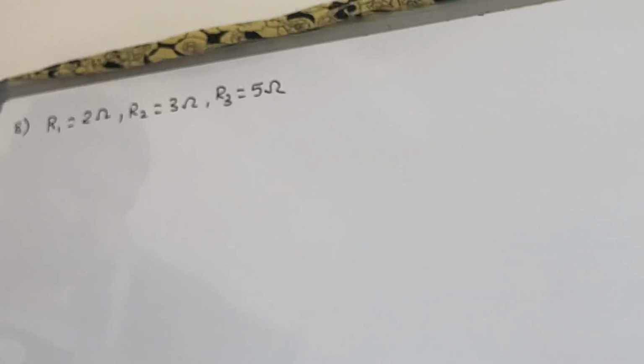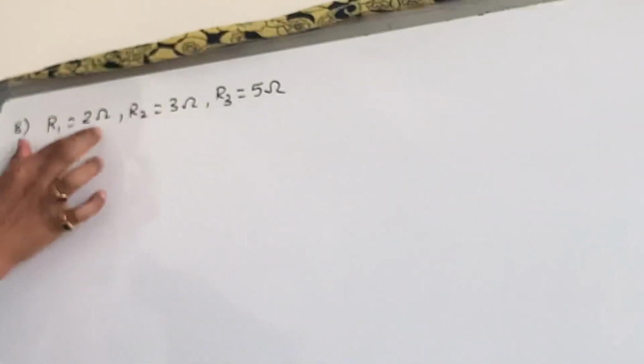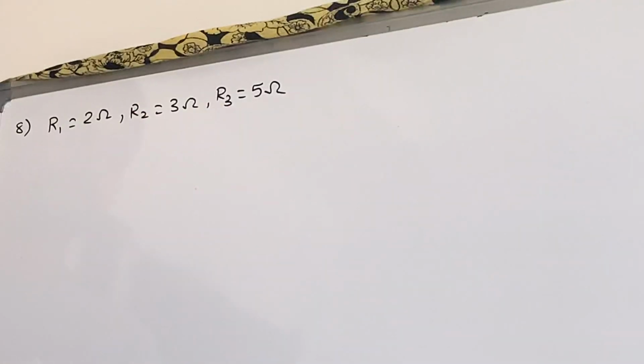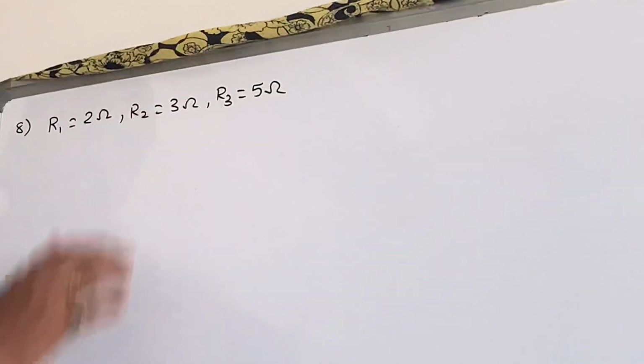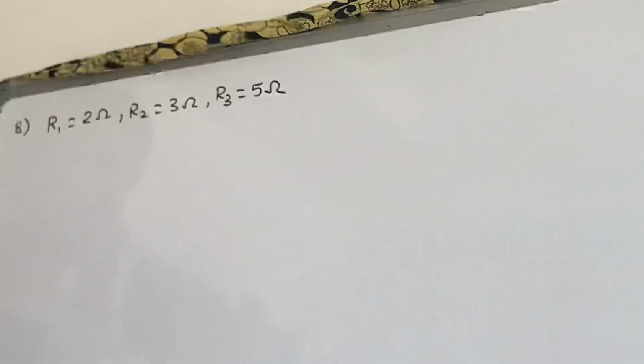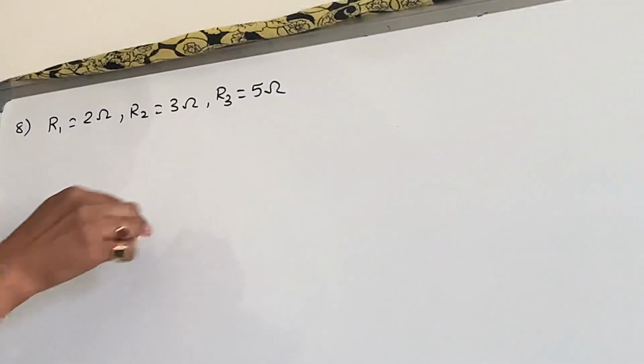So since they have given a condition that the total resistance is less than 1 ohm, you cannot connect them in series, because if I connect them in series, then RS is equal to R1 plus R2 plus R3. And this is 2 plus 3 plus 5, that comes out to be 10. So obviously they are not connected in series. Now how will you come to know which connection they are connected in?